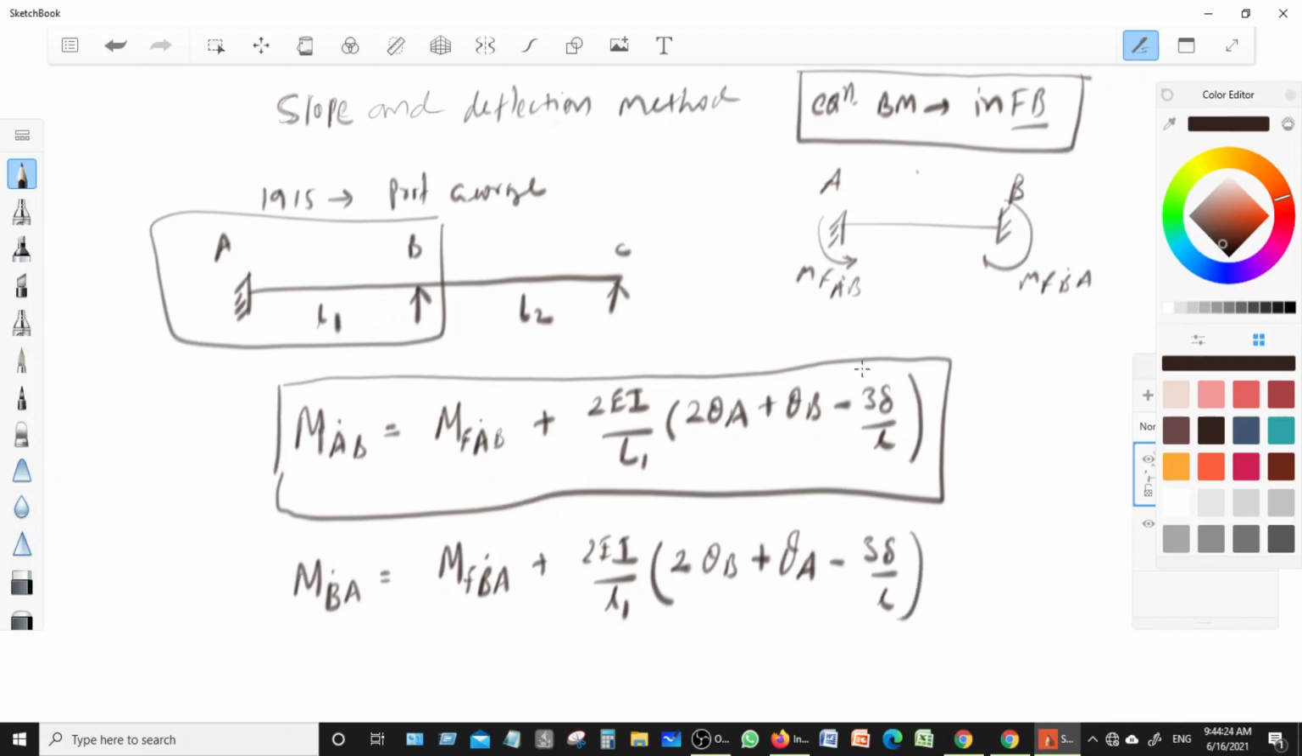Now, what are theta A and theta B? Let me consider this beam. Whenever you apply the load, there will be a deflection in the beam. As it is a fixed beam, here the support is fixed, so at A support there is zero deflection. But you will get some deflection at B because it is a simple support. So this one is theta B and here it is theta A. But here theta A is equal to 0 because your support is fixed. That's why there is no rotation.